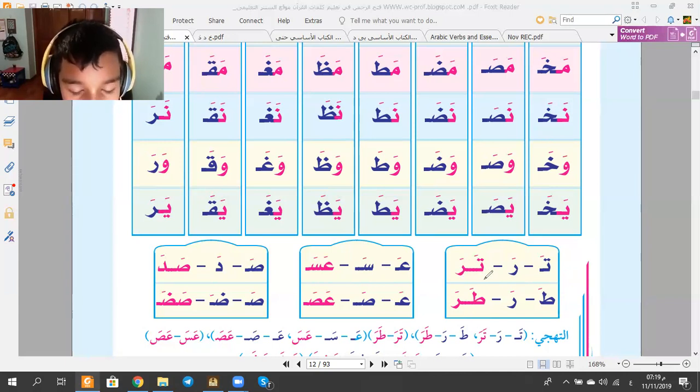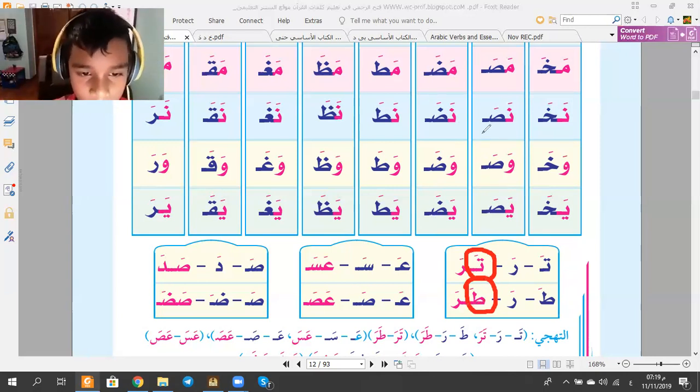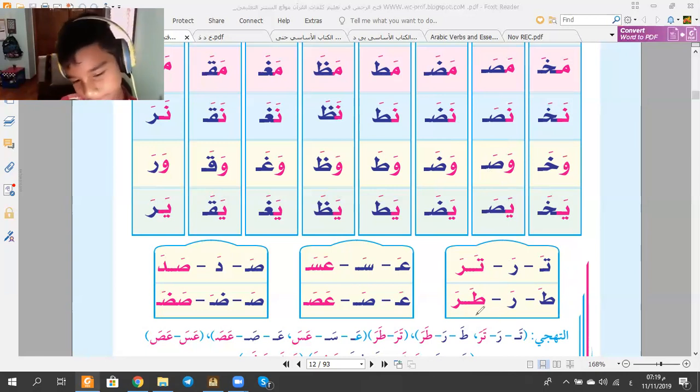First one. Read the first one. Tara. Tara. So the difference is one is ta a a a a, and one is ta. Yes, you mean the first one is light letter ta, but the second is heavy letter ta. So taro, and this is toro. Like the first one, ta is happy, but the second one of ta is sad. Taro, toro, right? Okay.